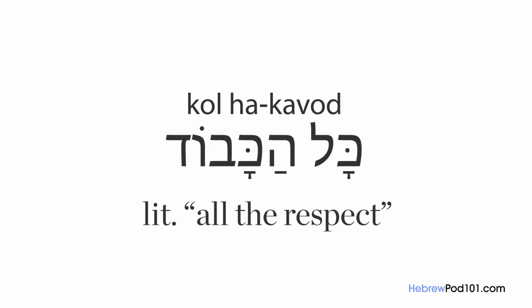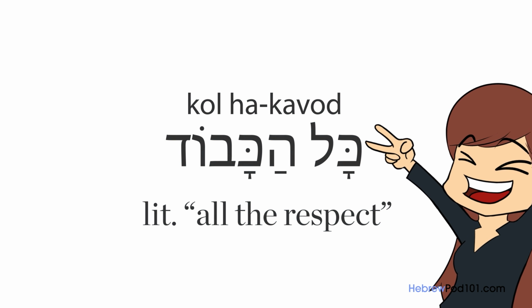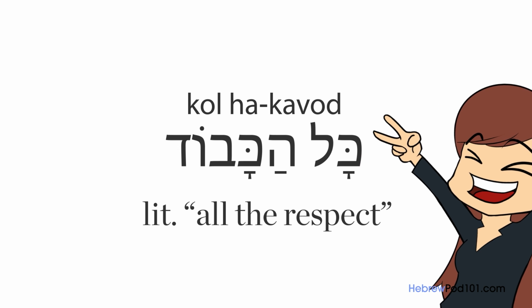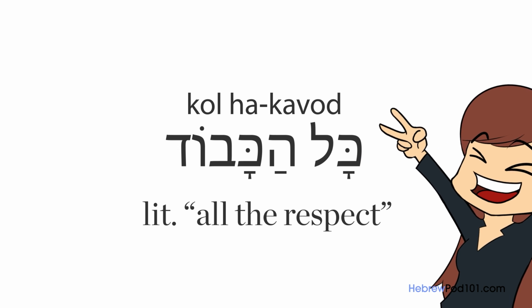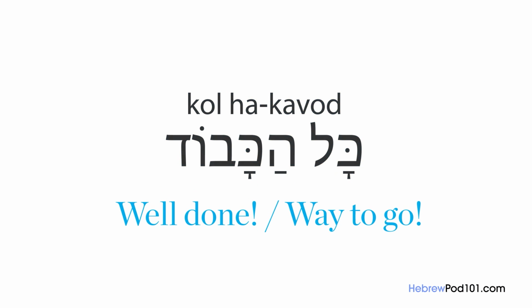The next expression is kol hakavod. Kol hakavod literally means all the respect. You can say it to someone in order to show your appreciation for an achievement they've made, big or small. It means something like well done or way to go. Unlike titchadesh, this expression doesn't change according to the person you're speaking to.